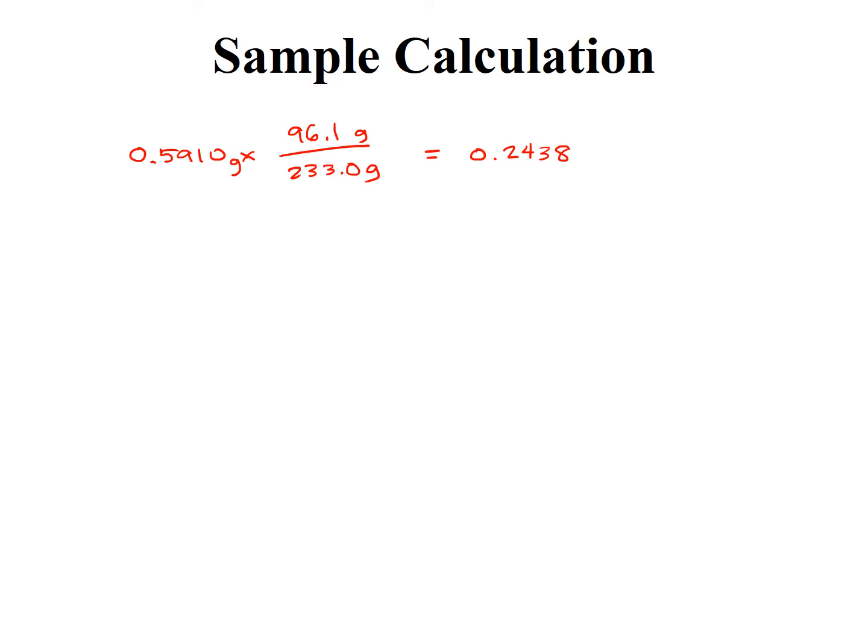Now after we get that one, we can get the percent sulfate in your sample. We take that value, 0.2438, and divide it with the mass of the sample that we use, which in this sample calculation is 0.4119 gram. Then we multiply that with 100 because you ask for the percentage, and you're going to get 59.18% at least for the given data.